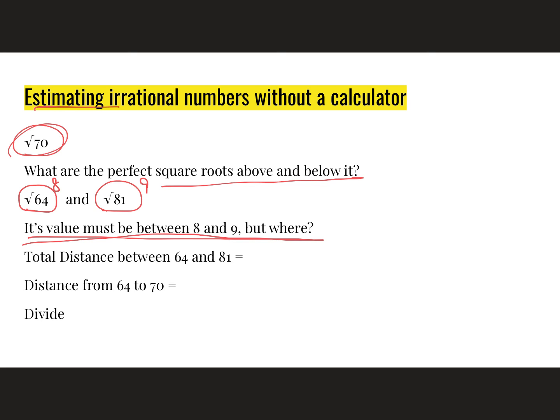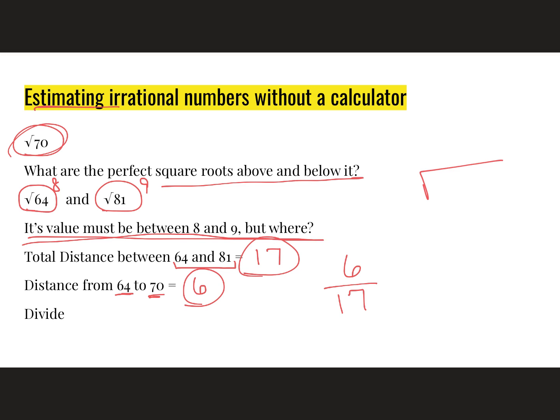But where? So let's figure out, what is the total distance between 64 and 81? Well, 64 plus 17 will give me 81, so 17 is our total distance. What is the distance from 64, that bottom one, to 70, the number we're trying to find the square root of? Well, that's simple. That's 6. So we're going to take the distance the number is from the lower, and put that at the top, and we're going to divide it by the total distance. So it would be 6 over 17, and then we're just going to divide that.